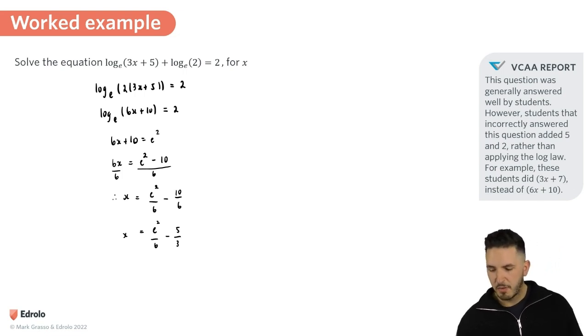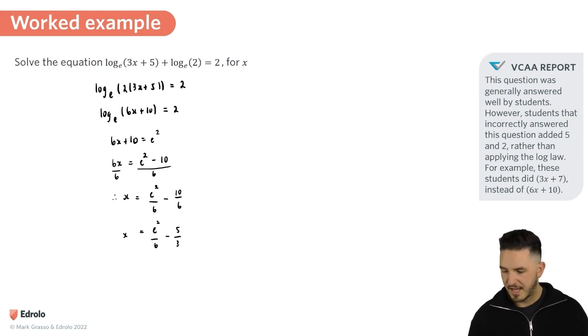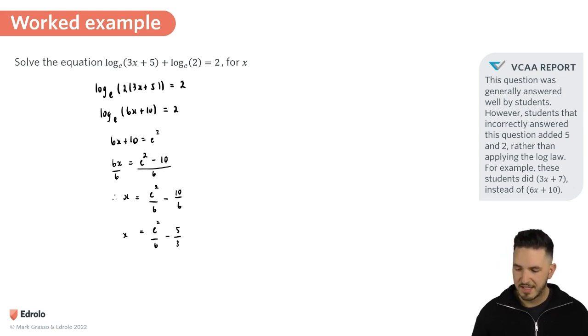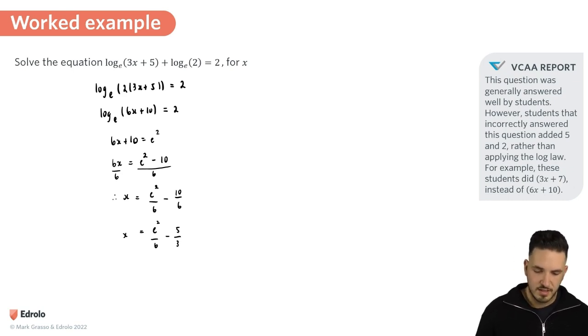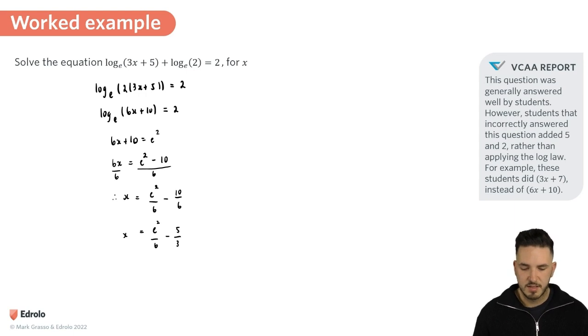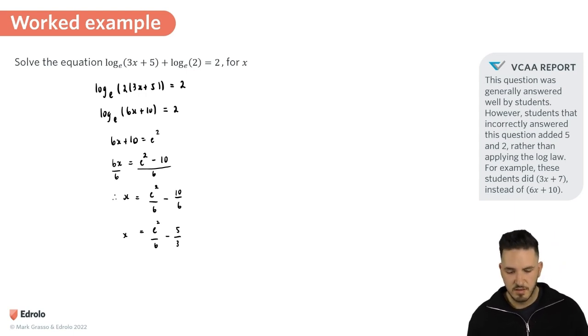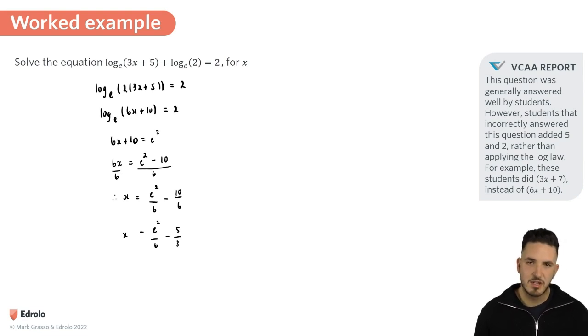So just from the VCAA report, the question was generally answered well by students. However, students that incorrectly answered this question added 5 and 2 rather than applying the log law. So they accidentally did log e of 3x plus 7 rather than 6x plus 10, so they just added the 2 instead of multiplying the 3x plus 5 by the 2. So something to consider when you're adding two logarithms of the same base: you want to make sure that you're multiplying their two arguments together.